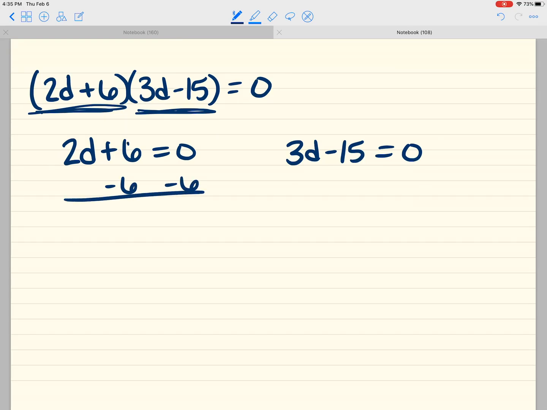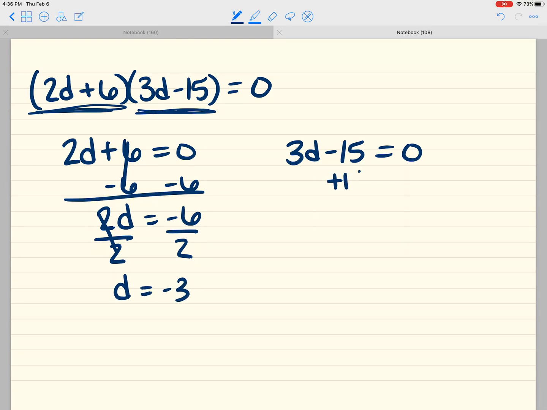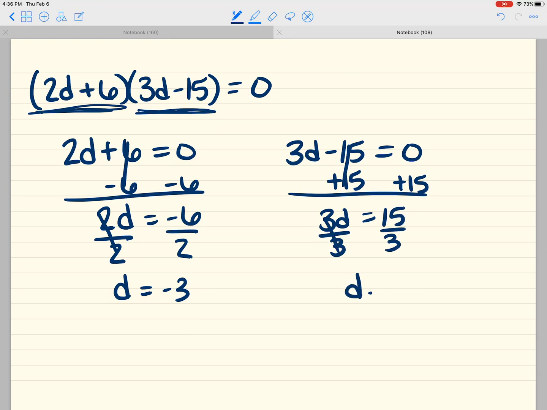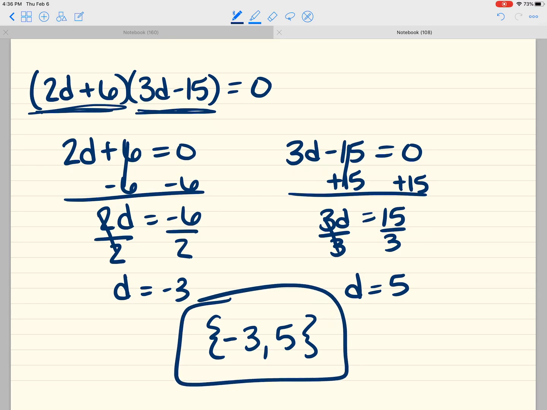So here we're going to subtract 6. I would get 2d is equal to negative 6. Then just divide both sides by 2. So we know d is equal to negative 3. Over here, make sure we add 15 to both sides. I would get 3d is equal to 15. Divide both sides by 3. D is equal to 5. Right, so anytime we get two answers, that means we need to write them inside a solution set. So my two solutions would be negative 3, positive 5.